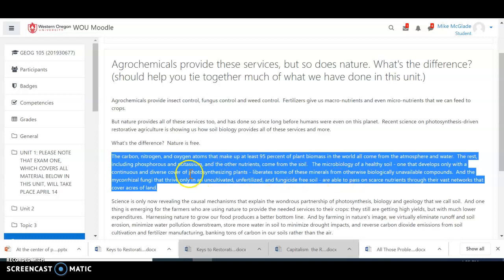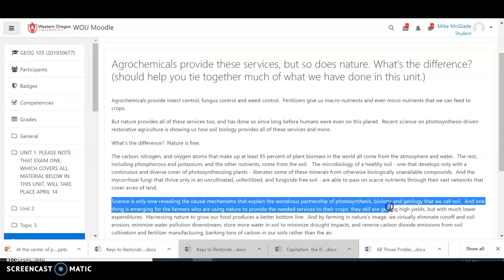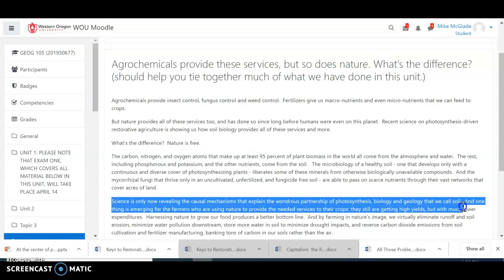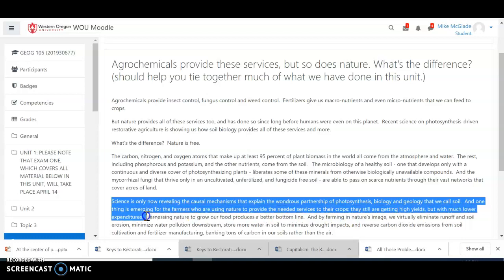So in a sense, this is kind of a big summary of some of your reading, really, kind of putting it into a bit of a nutshell. Science is only now revealing the causal mechanisms that explain the wondrous partnership of photosynthesis, biology, and geology that we call soil. And one thing is emerging for the farmers who are using nature to provide the needed services to their crops. They are still getting high yields, but with much lower expenditures. And again, I'm going to put a little video up, parts of a video, to have you see how that works. It's kind of amazing.